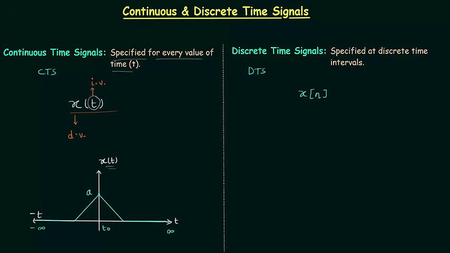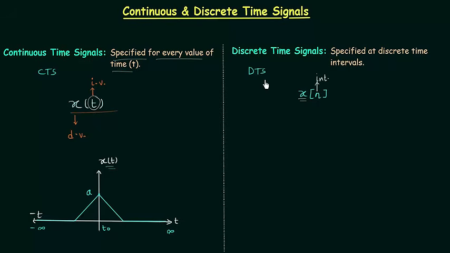This small n is not time but it is an integer. So this is the difference between the representation of continuous time signal and discrete time signal. We have the square bracket in place of parenthesis and we have an integer in place of time t. So the dependent variable is x and the independent variable is small n.